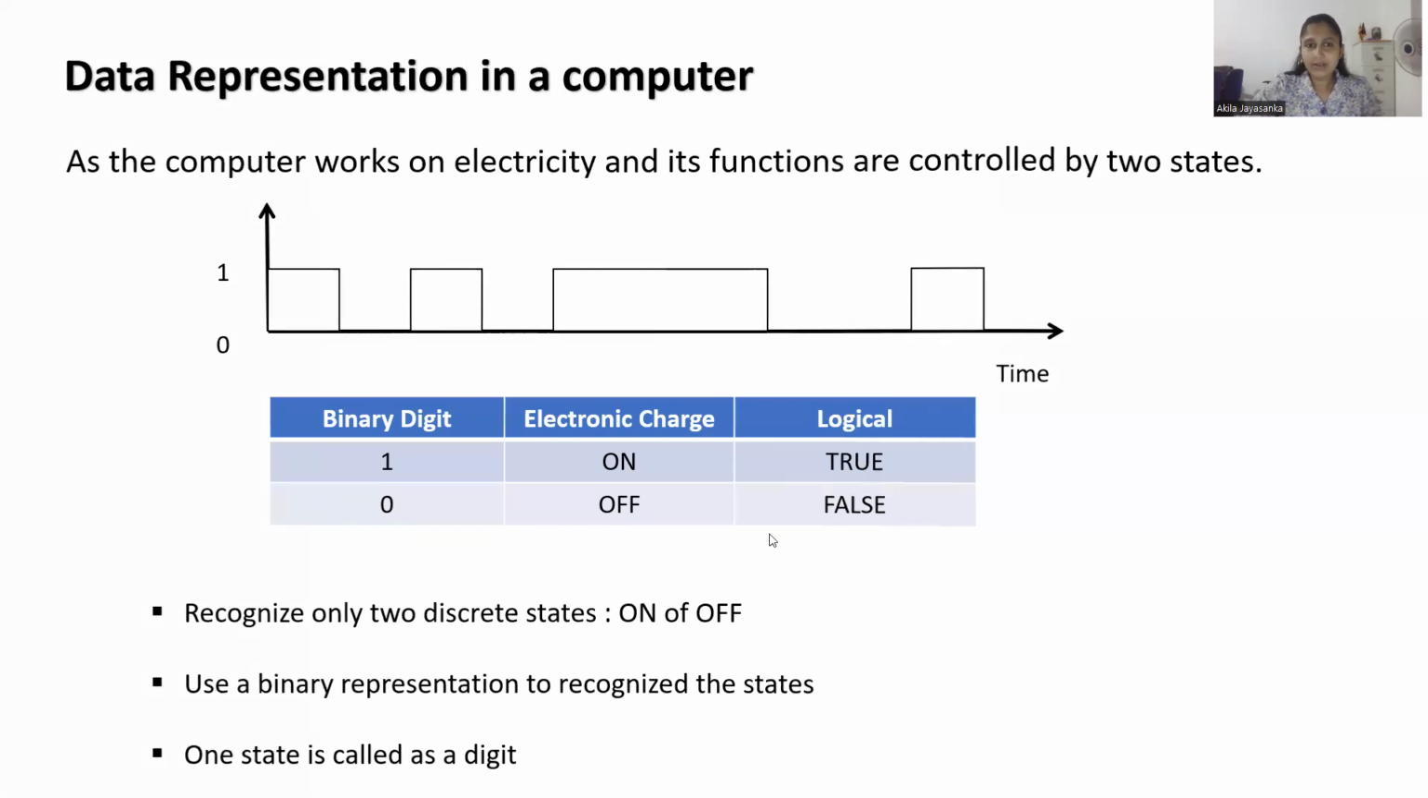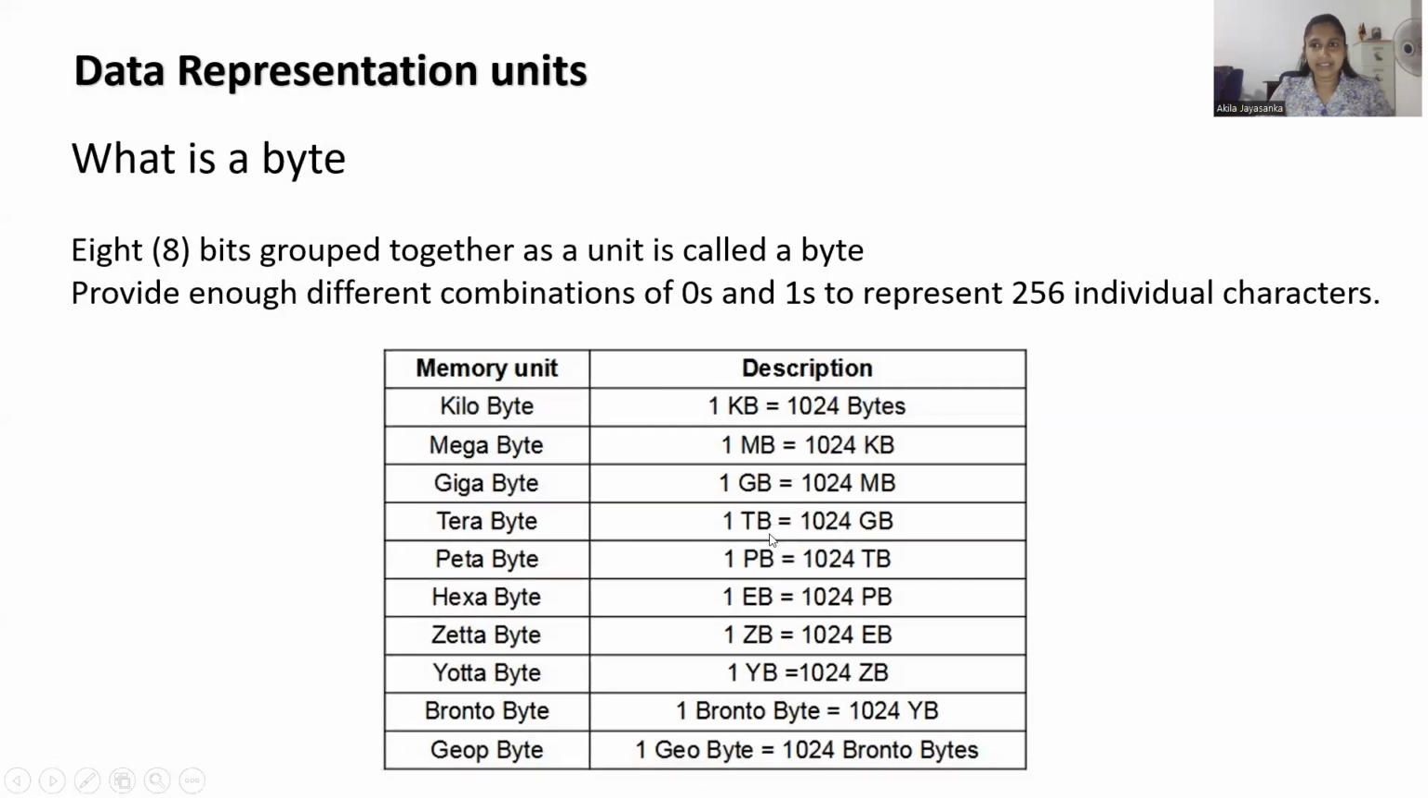So today we are going to discuss the byte, as well as the other measurements we can use to measure or calculate the capacity of computer system devices. So what is the byte? When asked about the byte, it's 8 bits grouped together as a unit. We can call it a byte.